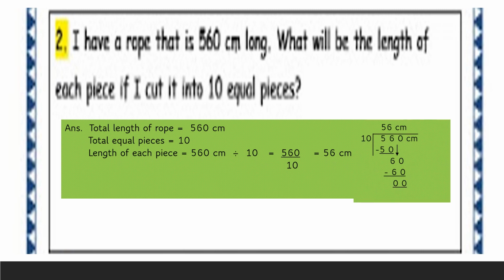10 5s are 50. 56 minus 50 is 6. After that 0 is there, bring it down. 10 6s are 60. So your remainder is 0 and your quotient is 56. So length of each piece of rope is 56 centimeter.